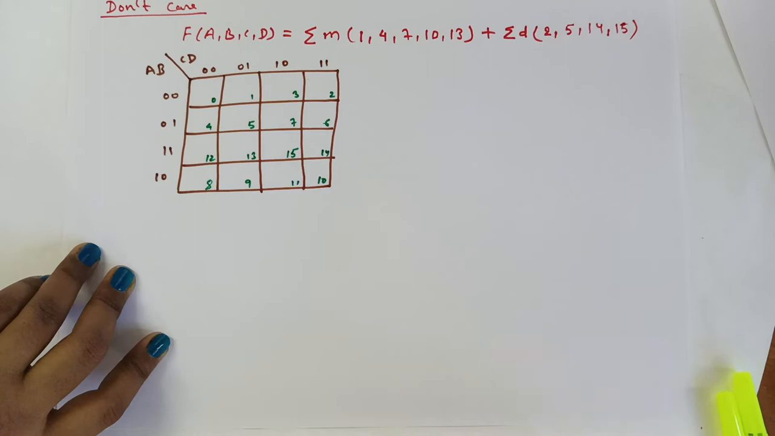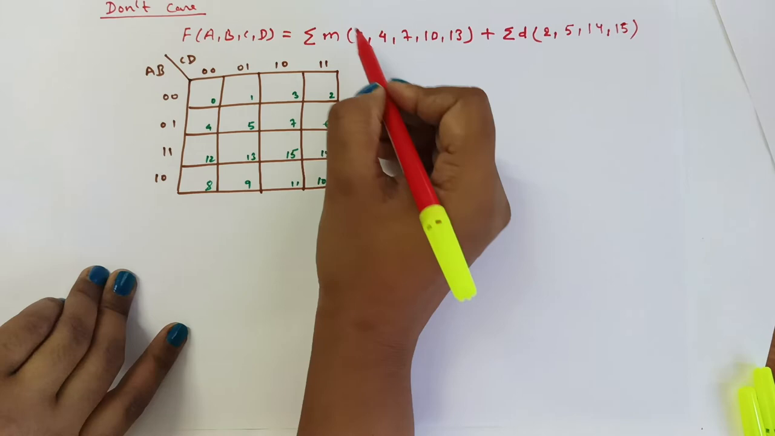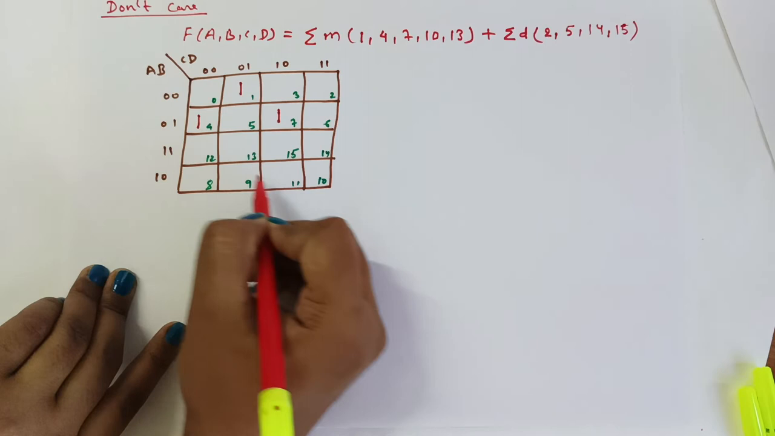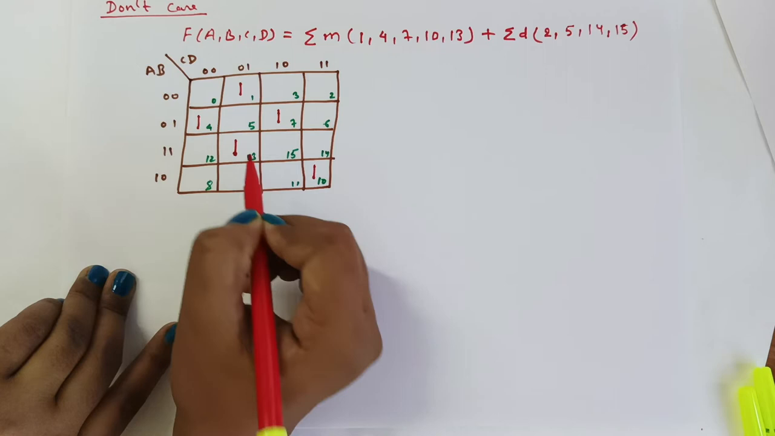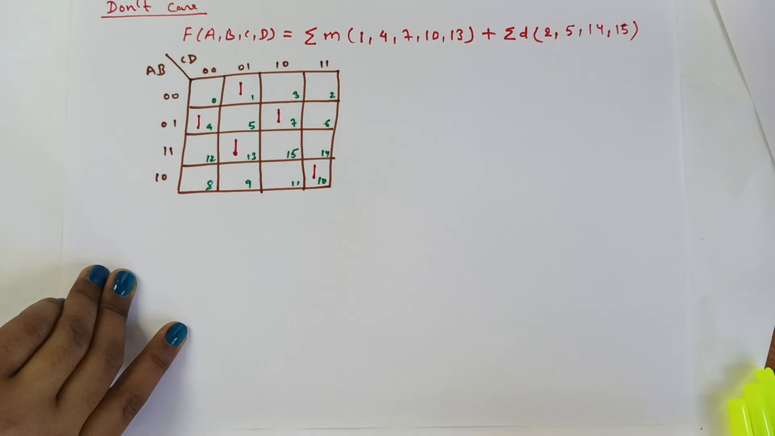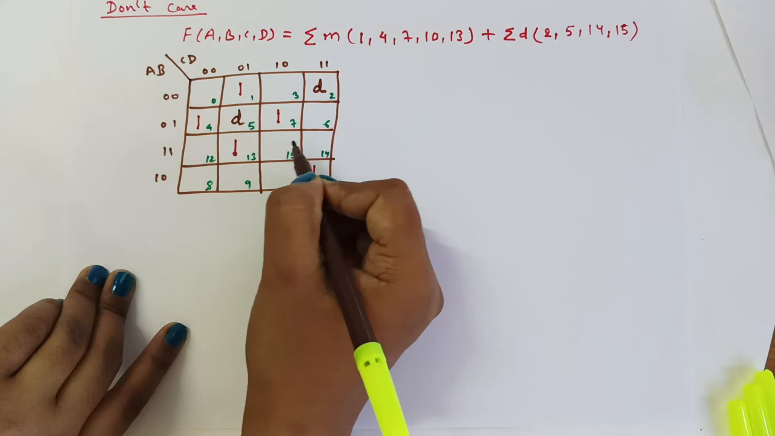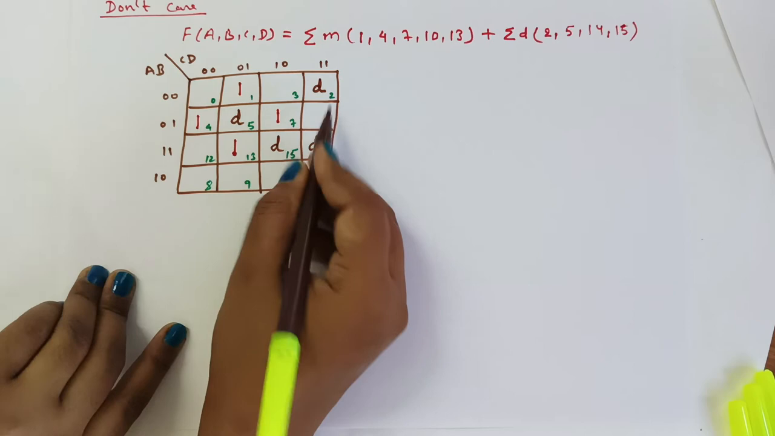Now write the ones for these cells. So for 1, 4, 7, 10, and 13. So here. And write the don't care. Where is this don't care? So don't care is 2, 5, 14, and 15. So these are the don't care.